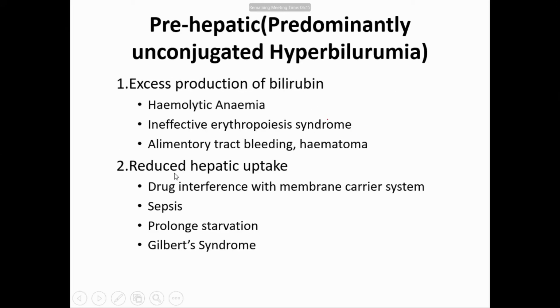Second is reduced hepatic uptake. As I told you, in the liver there is uptake, then conjugation and then excretion. So what are the conditions which lead to reduced hepatic uptake? Drug interference with membrane carrier system, sepsis, prolonged starvation, Gilbert syndrome. I'll tell you what Gilbert syndrome is.